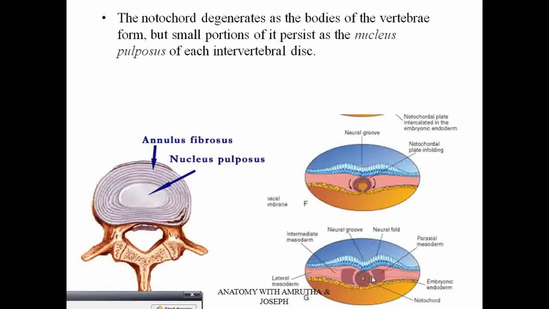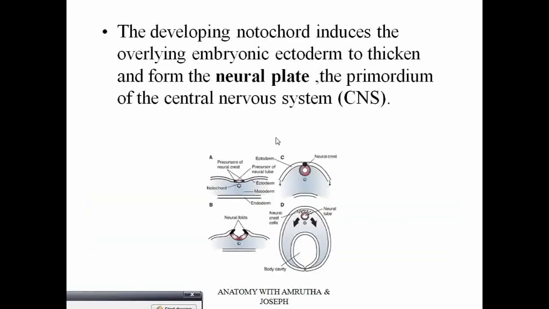Later the paraxial mesoderm gives rise to the somites, and the intermediate mesoderm will give rise to urogenital organs. Lateral plate mesoderm again will divide into two; we will see that later. So right now the notochord is going to disappear in humans, and some part will remain as nucleus pulposus. The developing notochord, so this is another diagram where the notochord development can be seen.